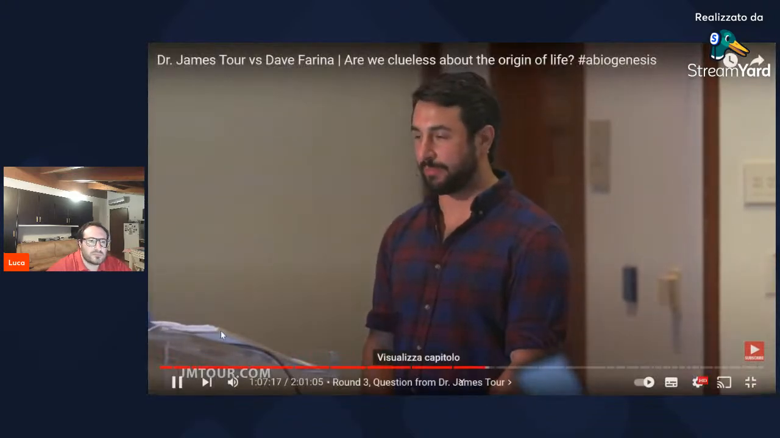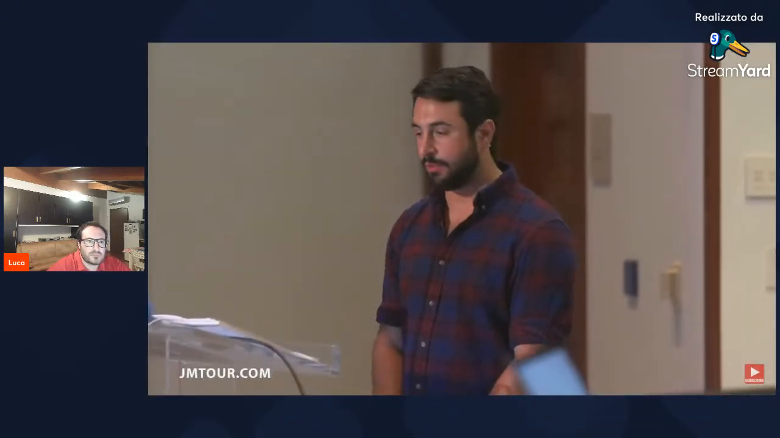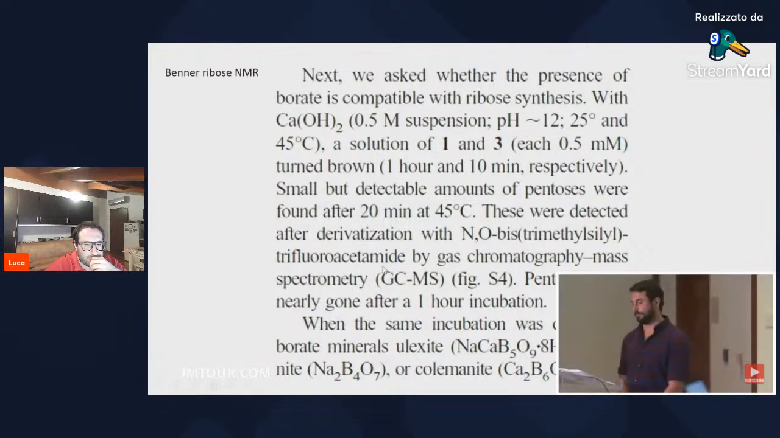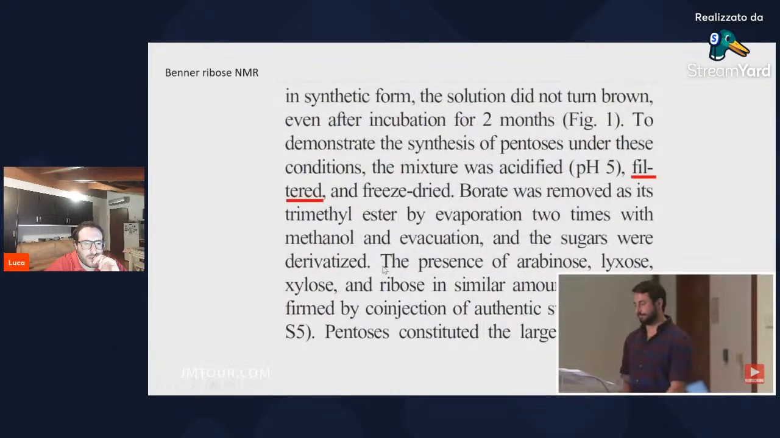Okay, here's Benner's reaction to make his four compounds. Here's the experimental procedure. What he did is he silylated it with N,O-bis(trimethylsilyl)trifluoroacetamide. He silylated it, he ran it, and then he filtered it twice.